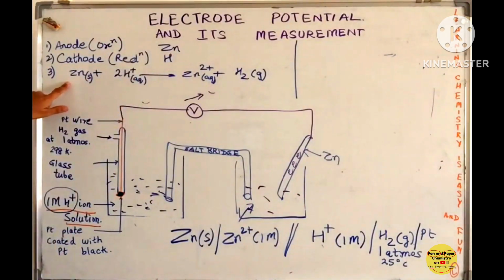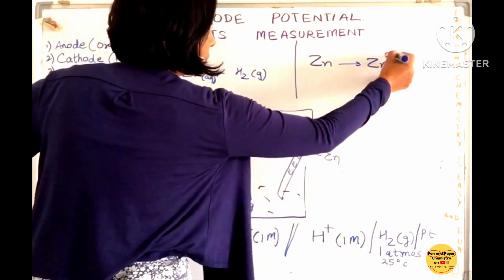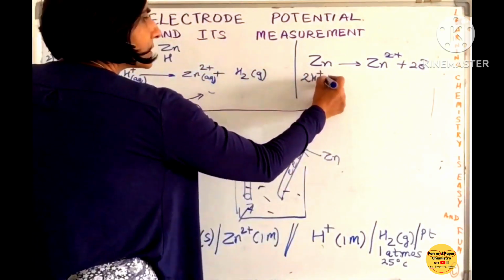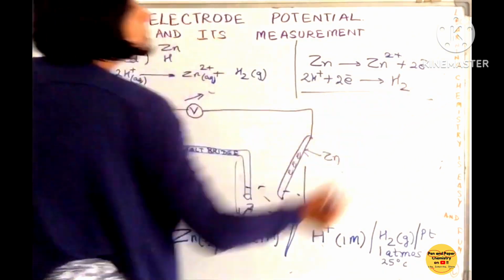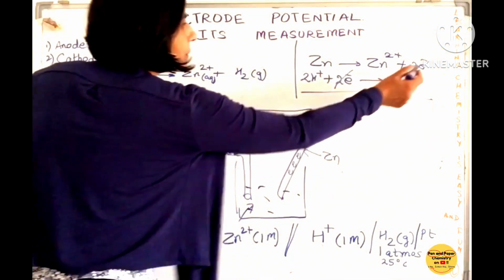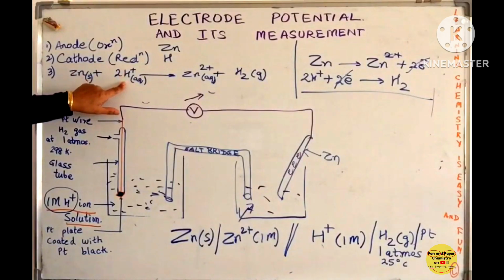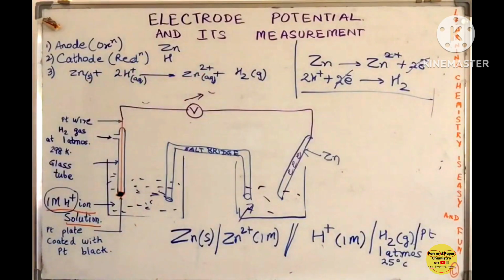What will be the cell reaction? Now we know that zinc is getting converted into Zn2+ plus 2 electrons, and in the case of hydrogen it is gaining 2 electrons in order to turn to hydrogen gas. So 2 electrons being gained, 2 electrons being lost, the equations can be added to give us the final equation as zinc solid plus 2H+ aqueous gives Zn2+ aqueous plus H2 gas. The fourth point, the cell representation.